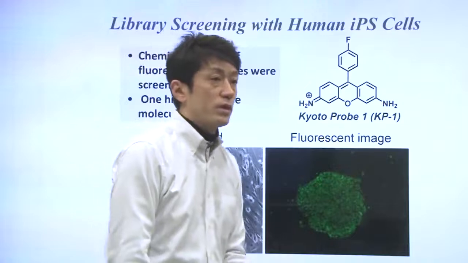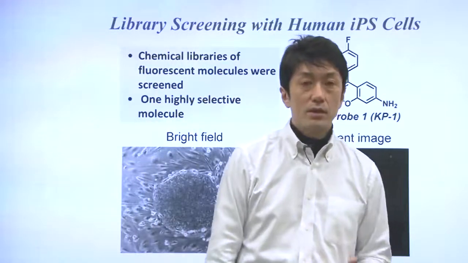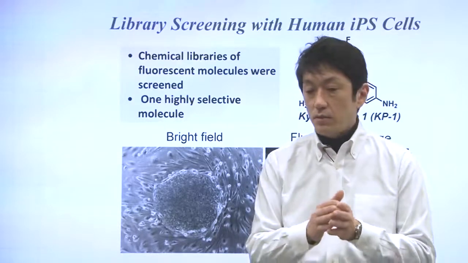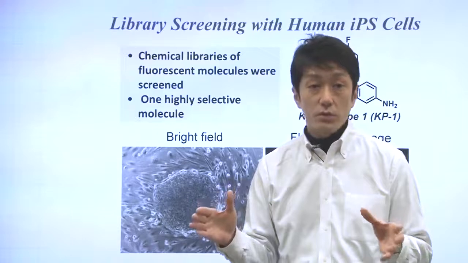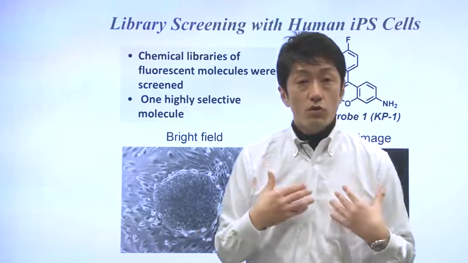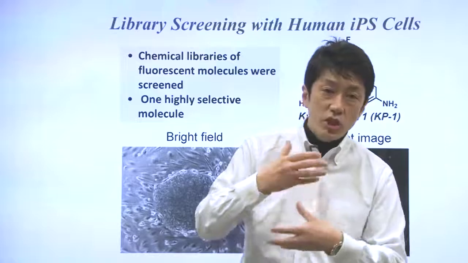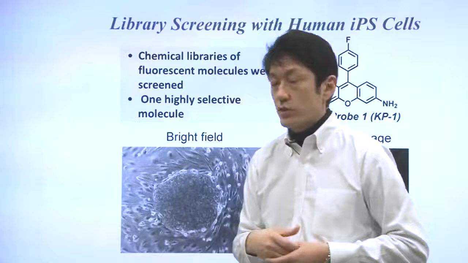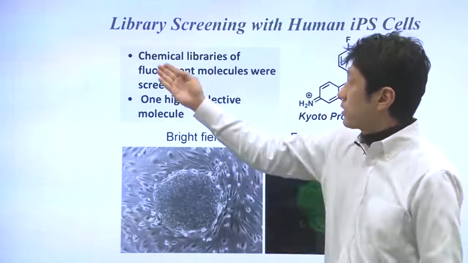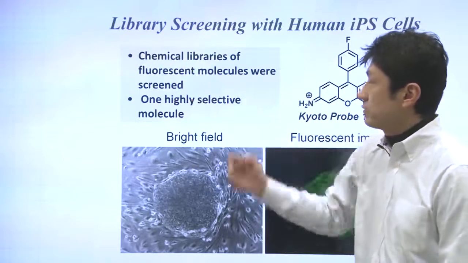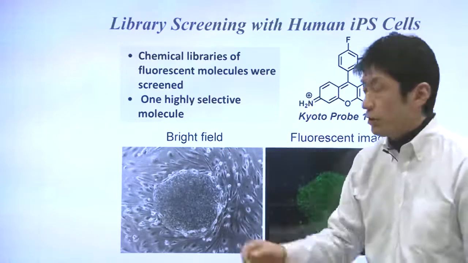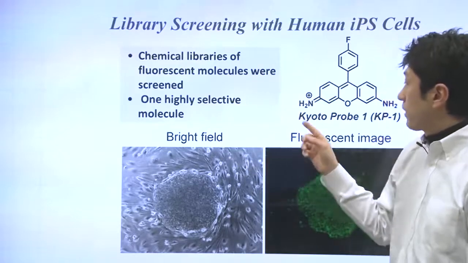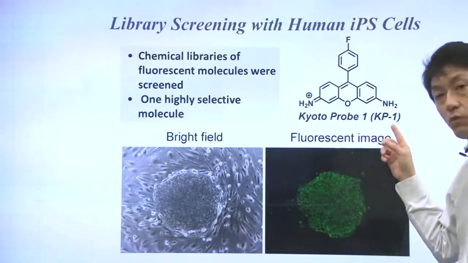So we collaborated with Professor Young-Tae Chang in Singapore. Professor Chang synthesizes chemical libraries of fluorescent molecules. Then we also had fluorescent molecules. We exchanged chemical libraries of fluorescent molecules, then we used those fluorescent molecules for screening. So the chemical library of fluorescent molecules was screened. Then we found one highly selective molecule we named Kyoto Probe 1, or KP1 in short.